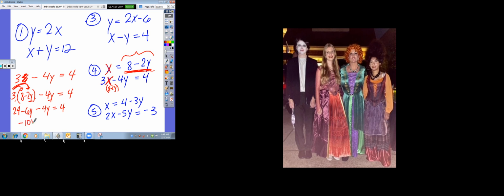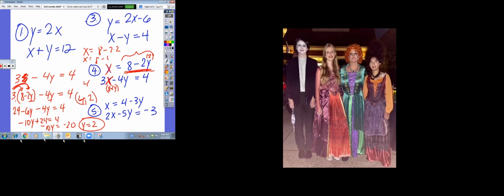Alright, so now I have negative 10y plus 24 equals 4. Subtract 24 and you get negative 10y equals negative 20. So y would be 2. And then take that y value back to either of the equations. Probably this one would be the easiest. So x would equal 8 minus 2 times 2. 8 minus 4 is 4, and then you have your whole answer.